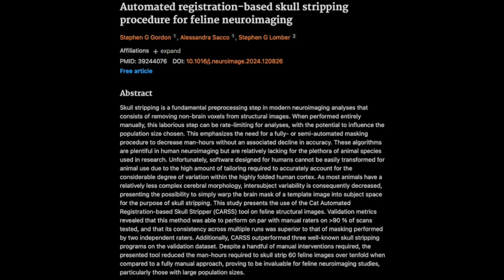Today we're diving into the world of feline neuroimaging. Get ready to explore a tool that could revolutionize how researchers study cat brains. We've got this super interesting research article titled Automated Registration-Based Skull Stripping Procedure for Feline Neuroimaging. Now, I know what you're thinking, skull stripping. Sounds kind of intense, right? And yeah, it is. But it's a crucial process in neuroimaging, and this new tool, CARS, is making waves.